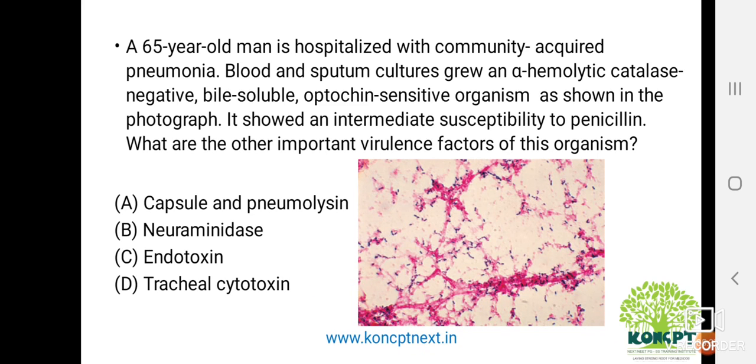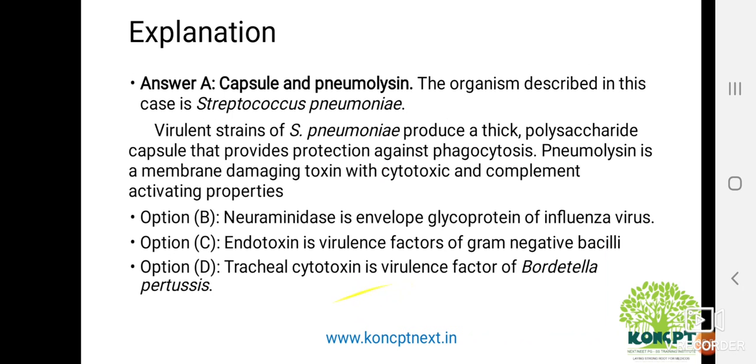Now coming back to our question, step 1, yes, it is community-acquired pneumonia. Step 2, the etiological agent clues are alpha hemolytic, catalase negative, bile soluble, optochin sensitive. So this is Streptococcus pneumoniae. So step 3, the virulence factor of this organism is capsule, pneumolysin.